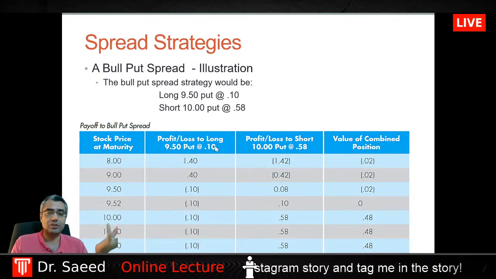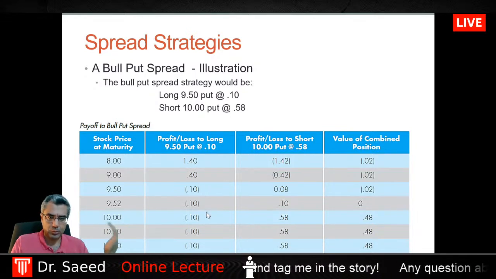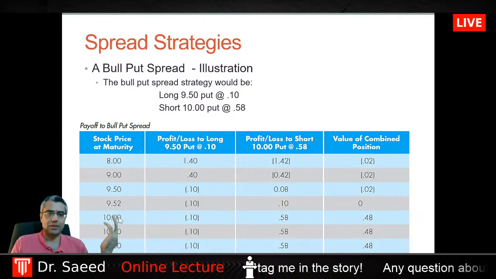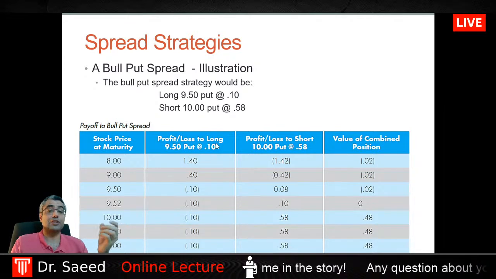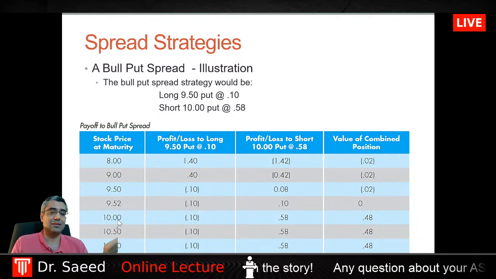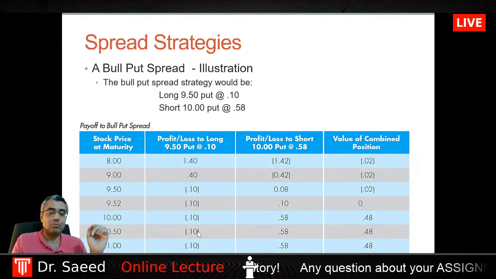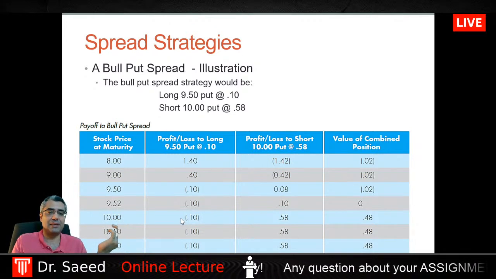to buy this contract, because you are long, you are buying the contract. So it means $1.40 net profit. Another one, let's say the price is $10. Based on this contract, you can sell the stock at 9.5, but in the market it is 10. Why should I sell it at 9.5? I won't exercise the contract, and my loss is limited to the premium I paid, the 10 cent premium.